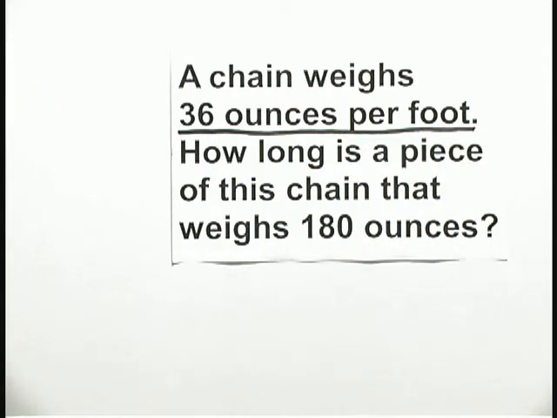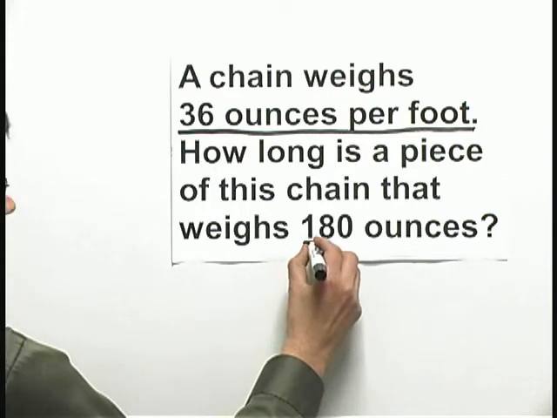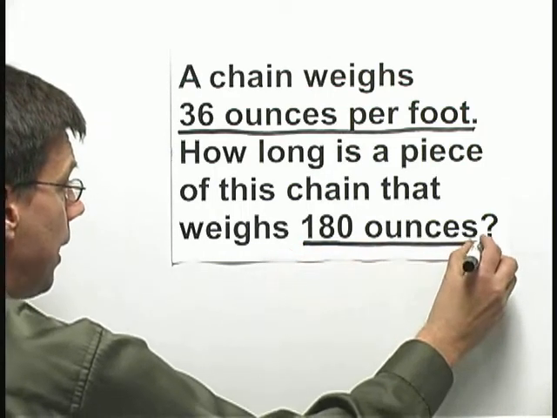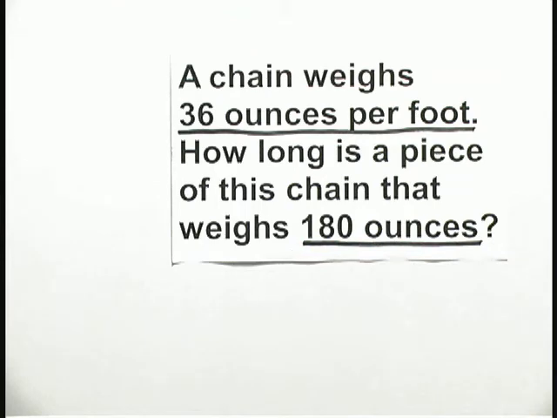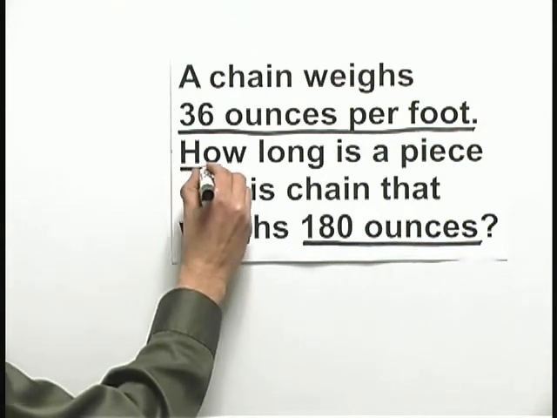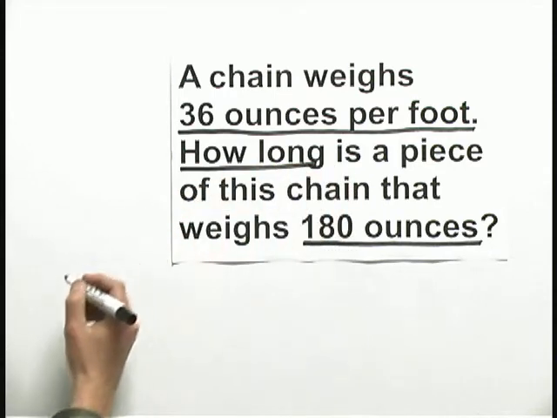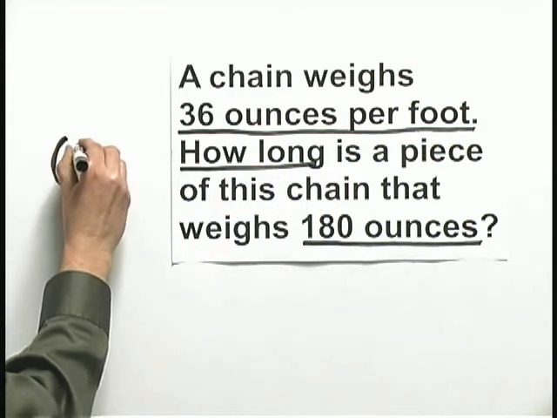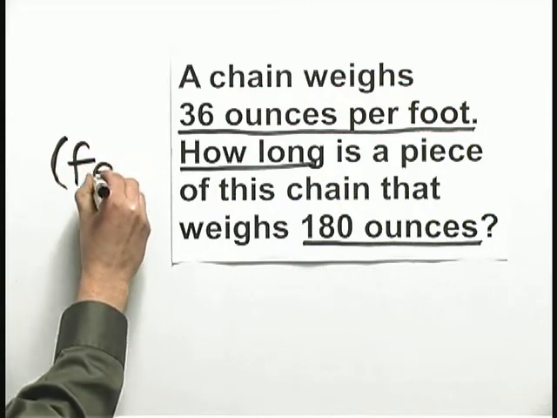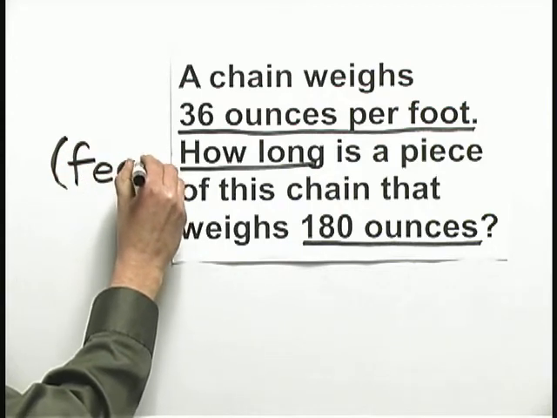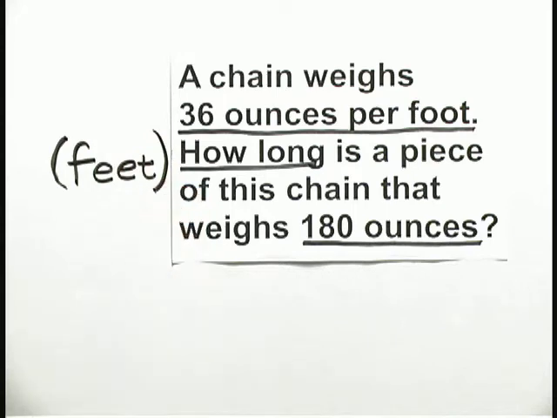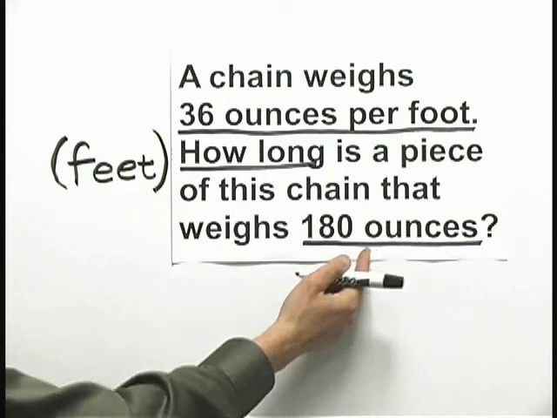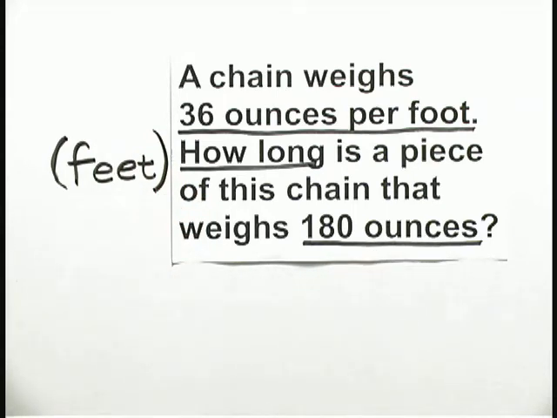We want to find out how long a piece of the chain is that weighs 180 ounces. We know the weight of a piece of chain. We want to figure out how long it is. How long here means how many feet of chain would have this weight of 180 ounces.